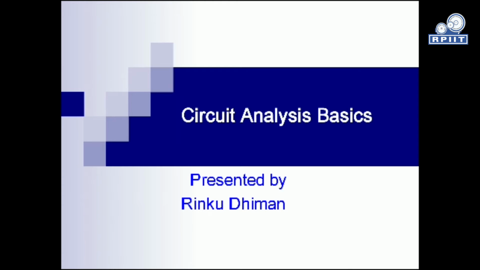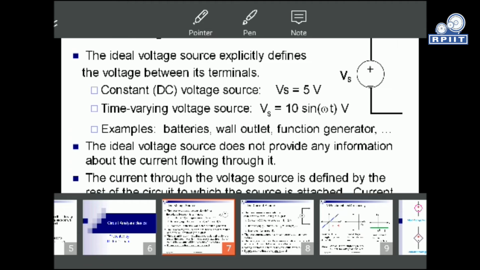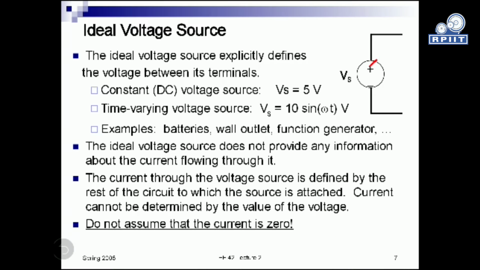Today we are going to discuss circuit analysis basics. So first of all, the ideal voltage source. The ideal voltage source explicitly defines the voltage between its terminals. So we can say that here the voltage Vs is defined as the voltage between this positive and negative terminal. This is positive, this is negative, and this is our voltage source Vs.